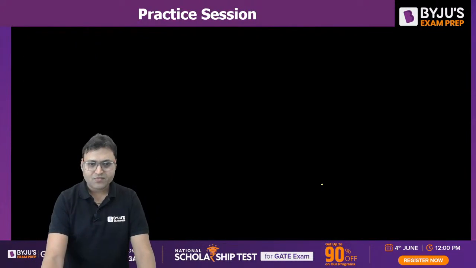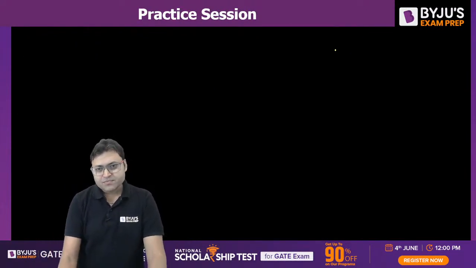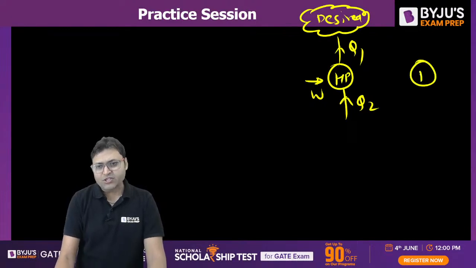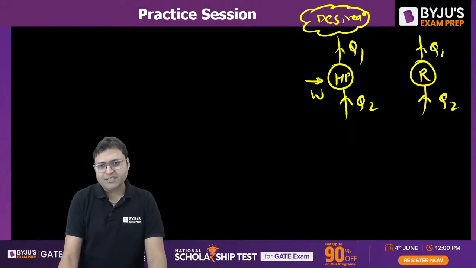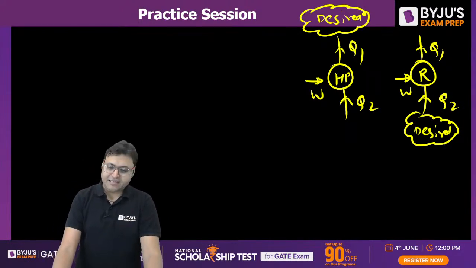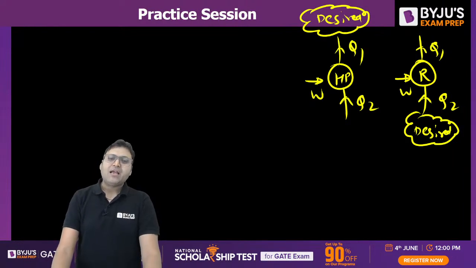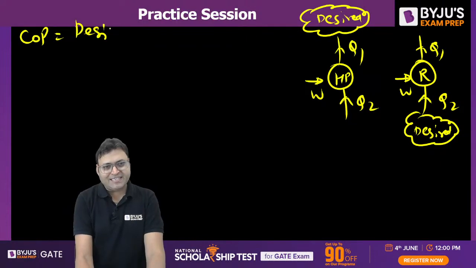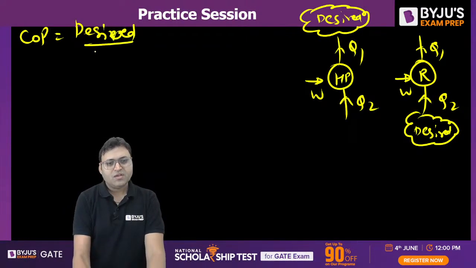What is the answer? If we draw a heat pump, this is Q1, this is Q2, this is a work consuming cycle, this is the desired effect. And in case of a refrigerator, this is Q2, this is Q1, the work input, this is the desired effect. In case of a refrigerator, the desired effect is maintaining the lower temperature compared to the surrounding, and in case of a heat pump, the objective is to maintain the higher temperature. So COP is given by desired effect upon net work input.